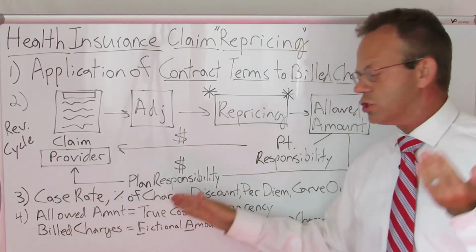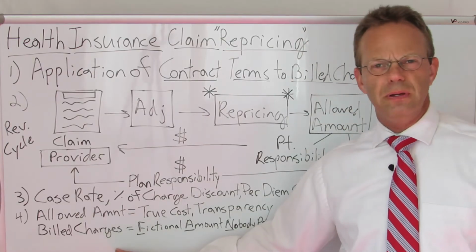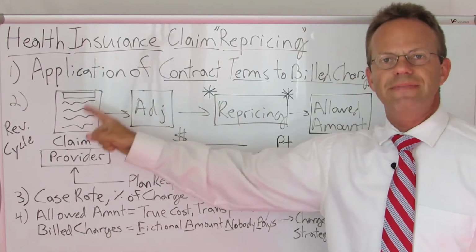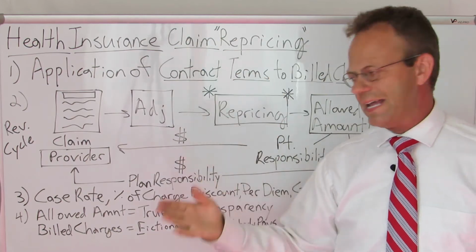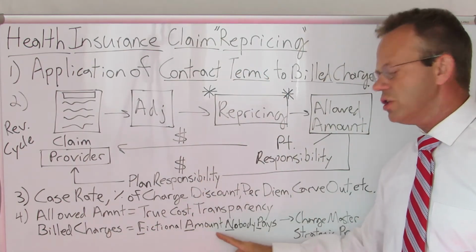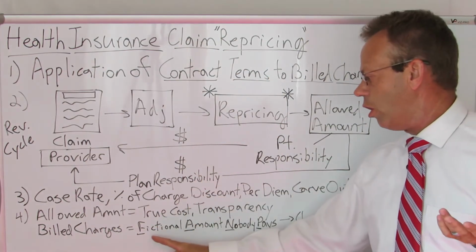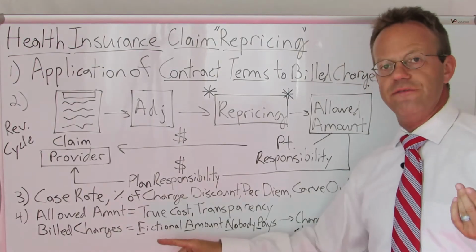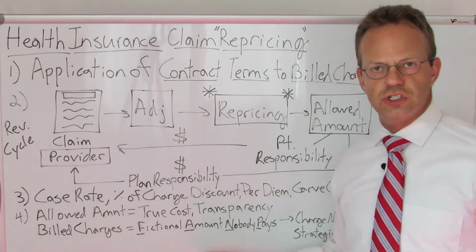Okay, then we have the billed charges. So if the allowed amount is the true cost, what are the billed charges? What is the original dollar amount that's on the claim? What is that? That is a fictional amount nobody pays. I also call that the FANP. Okay, so the billed charges are the FANP.